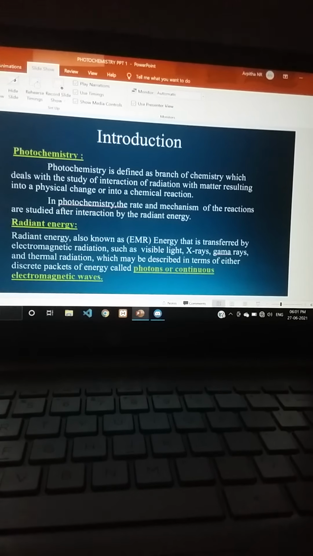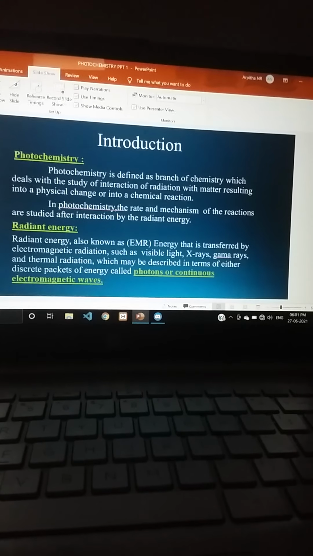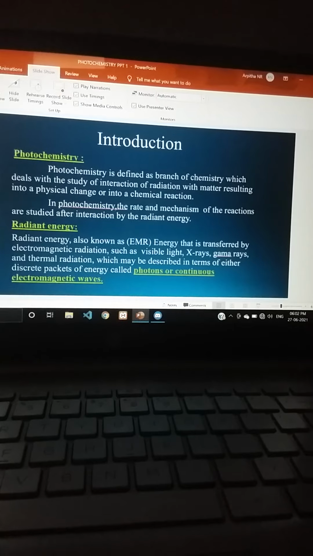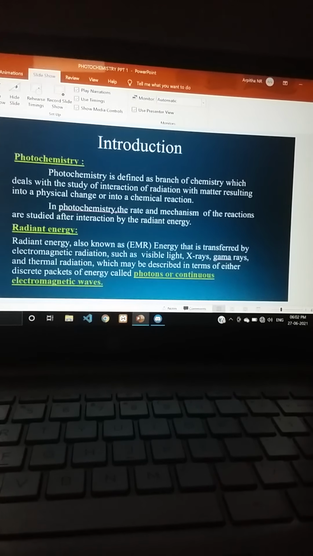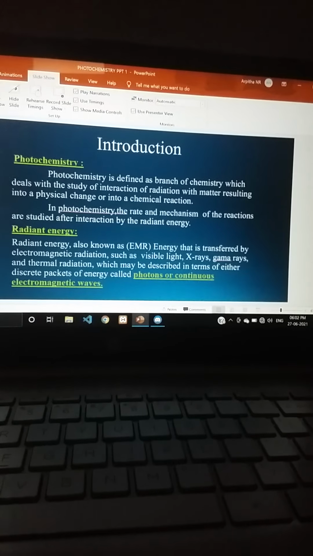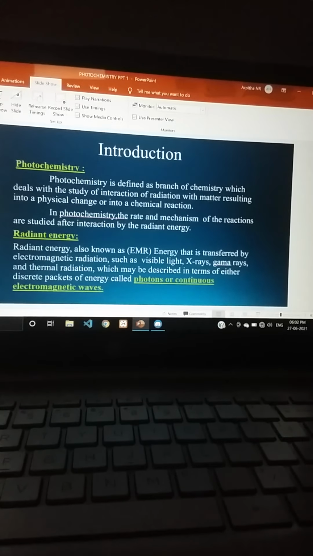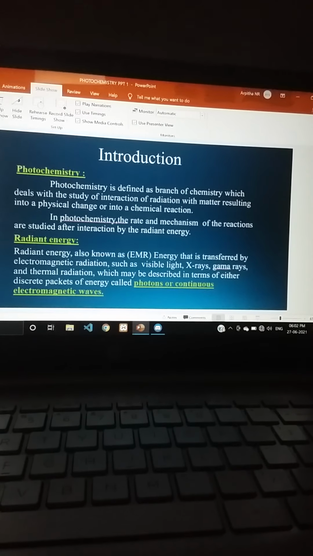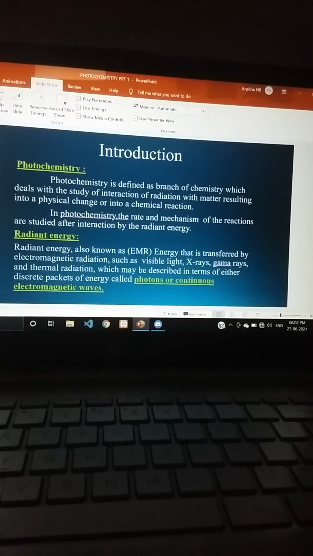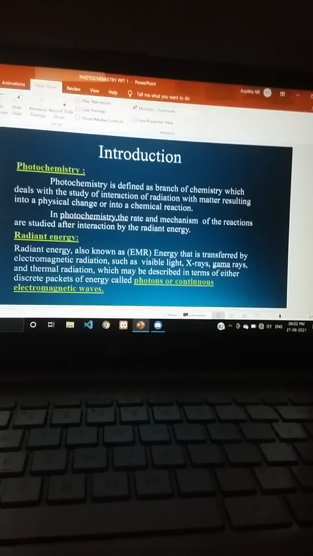That means when a radiation interacts with matter, which results into a chemical change or into a physical change, it is known as photochemistry. In photochemistry, the rate and mechanism of the reaction is studied after the interaction of the radiant energy. So what do you mean by radiant energy? Where do you get this radiant energy?